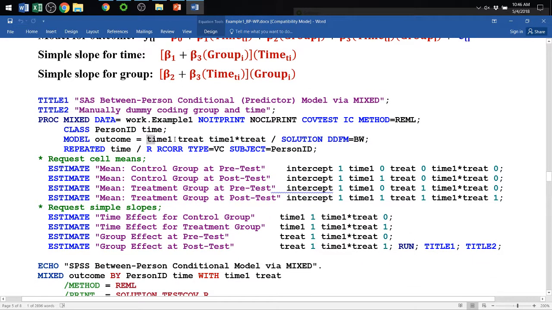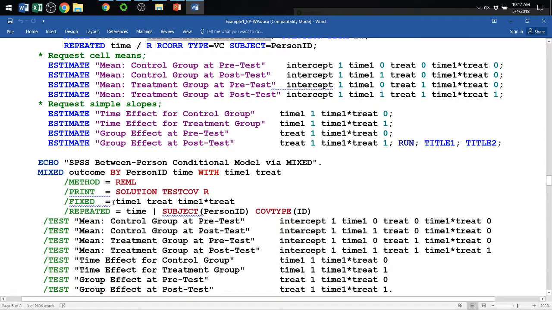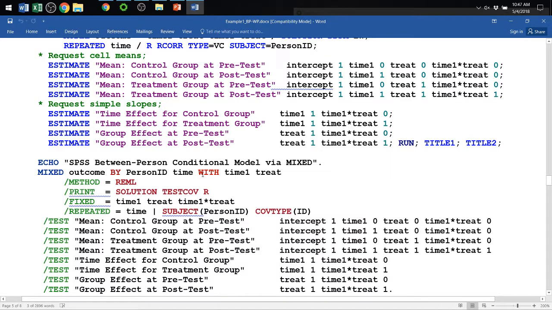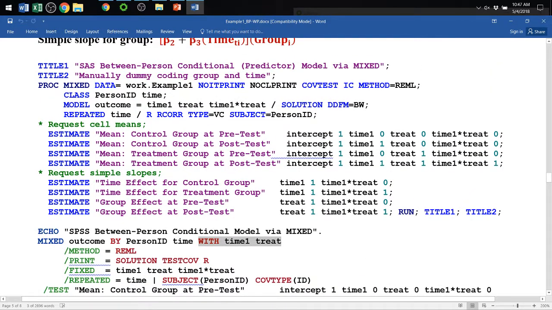So I'm throwing in on the model line here in SAS, or on the fixed line in SPSS, or after the outcome in Stata, C dot meaning continuous, with meaning a continuous predictor in SPSS, or the default in SAS. These are fixed effects. So I'm asking for the main effect of time, the main effect of treatment, and their interaction.